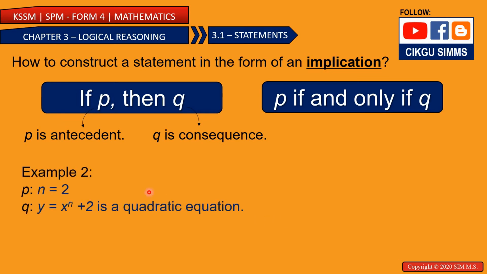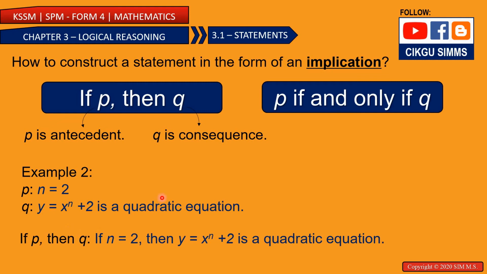Let's see the second example. P is n equal to 2. Statement Q is y equals x to the power of n plus 2 is a quadratic equation. So if P, then Q. This is how you write if P, then Q. So if n is 2, then y equal to x to the power of n plus 2 will be a quadratic equation.